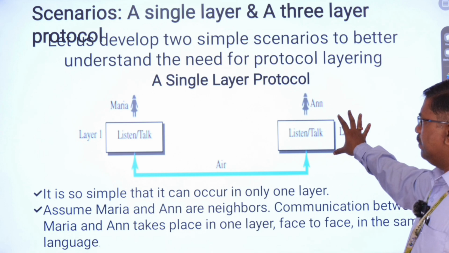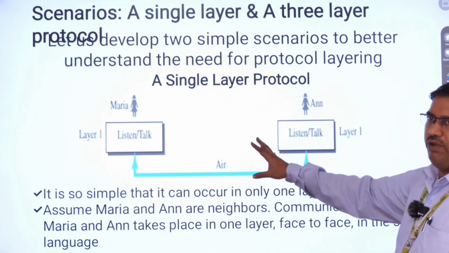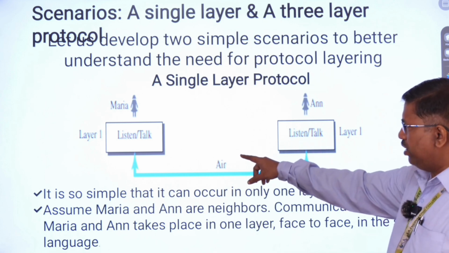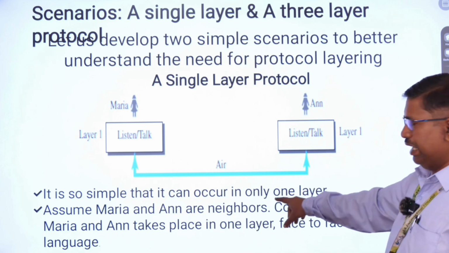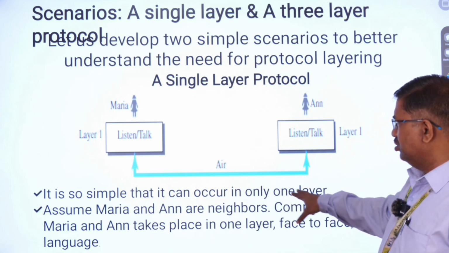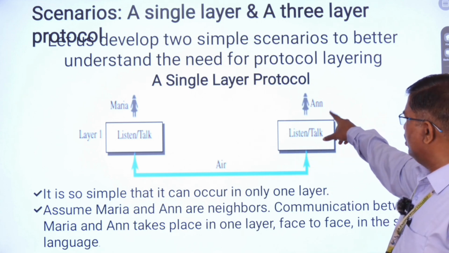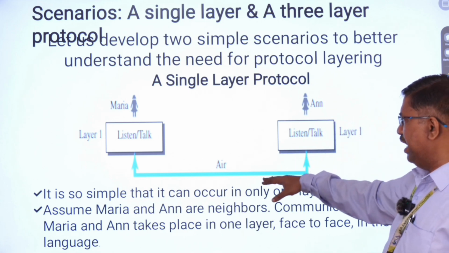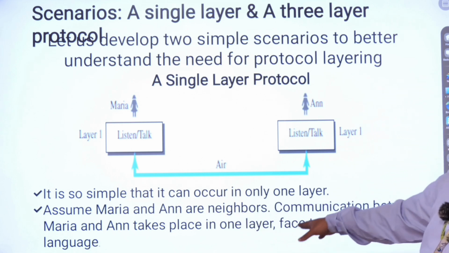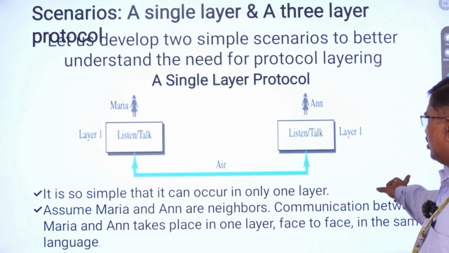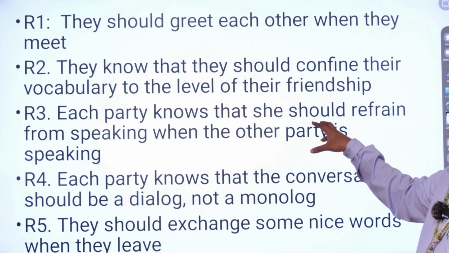So this is a single layer protocol. Here, two persons, Maria and Anne, want to communicate with each other. So layer one is involved in this communication. It is very simple, as it occurs in only one layer. Maria is able to listen and talk, and Anne is also able to listen and talk, with the help of only one layer. So assume Maria and Anne are neighbors, and communication between them takes place in one layer, face to face. So there are some rules we need to keep.